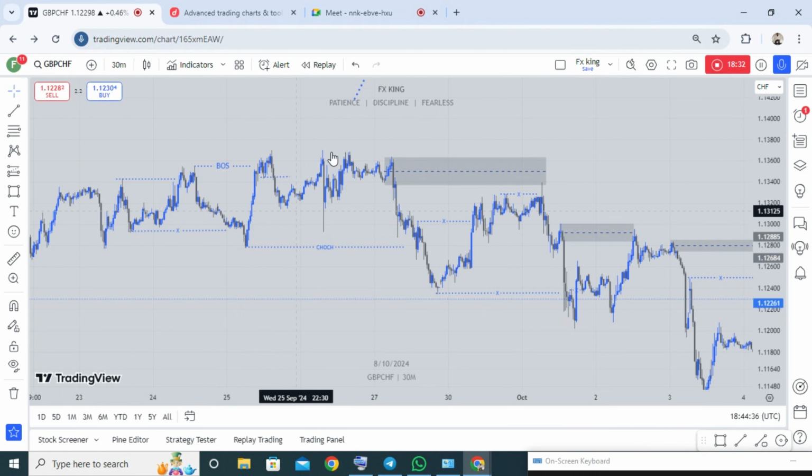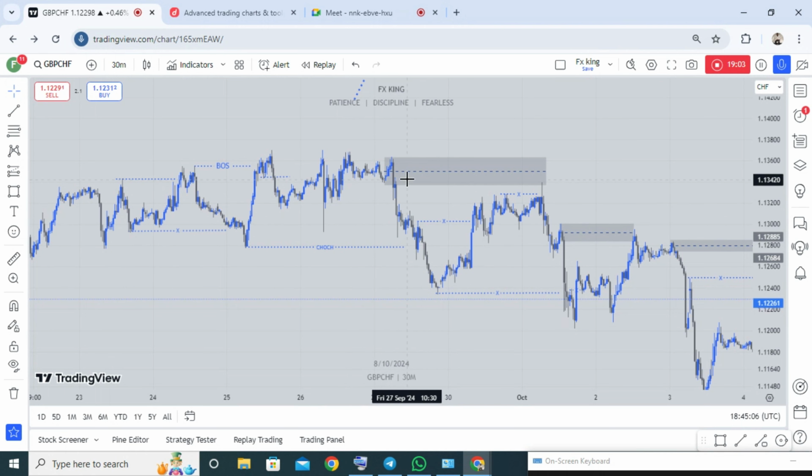So when the market created this, we were supposed to buy here, anticipating the market to go up at this point in time. But what happened is this low, which was our strong low, failed to perform its duty and push prices up. So it gave us this change of character at this point.